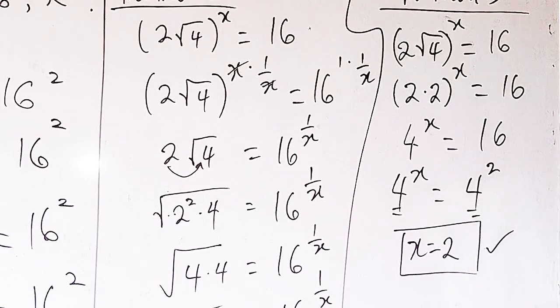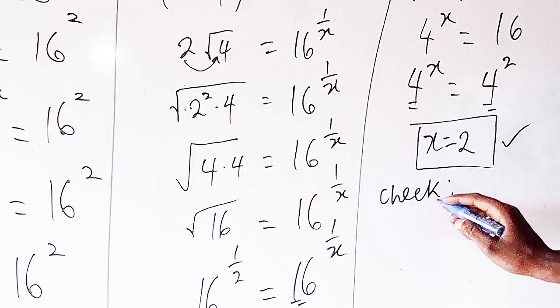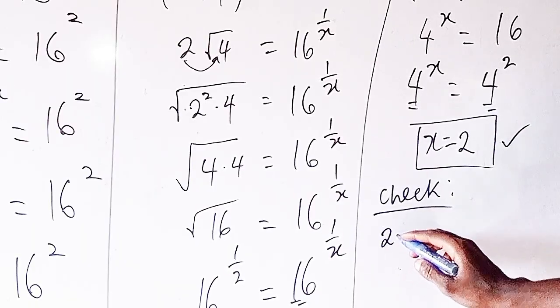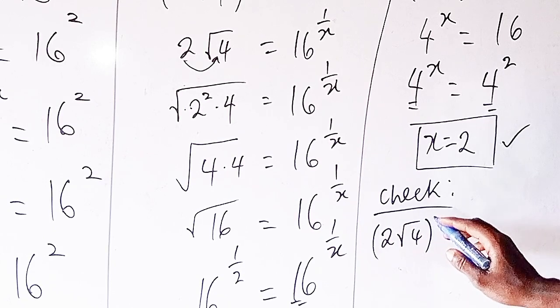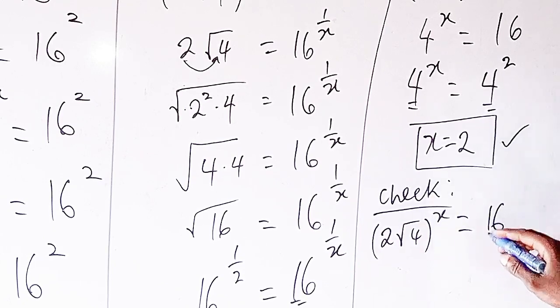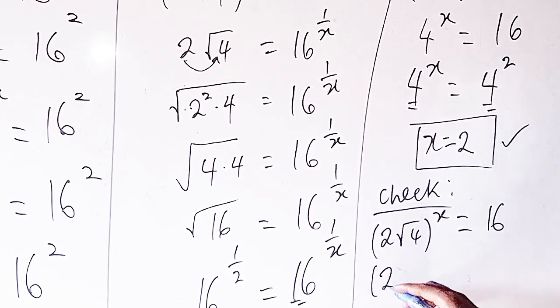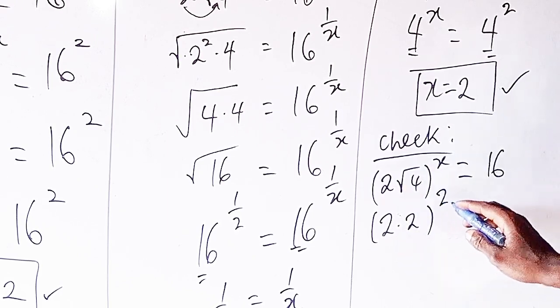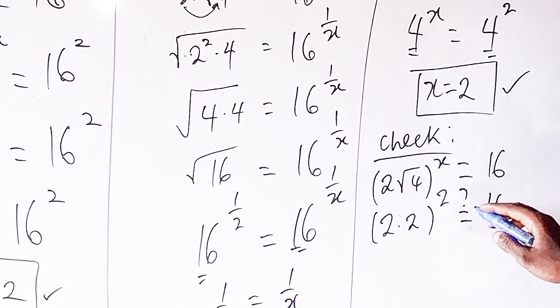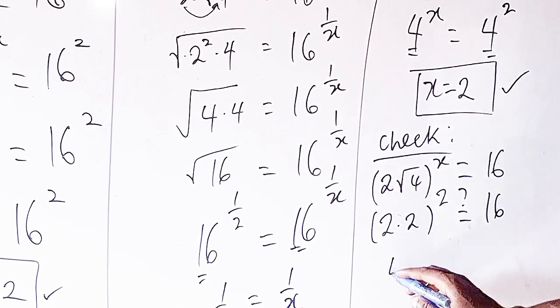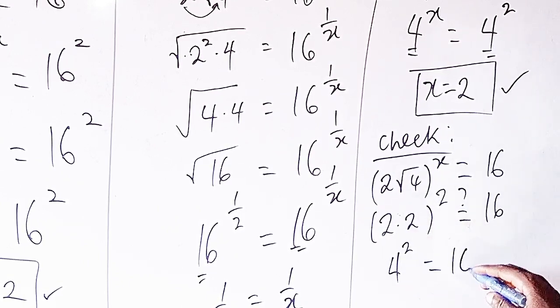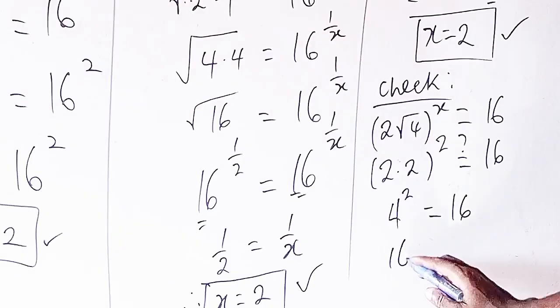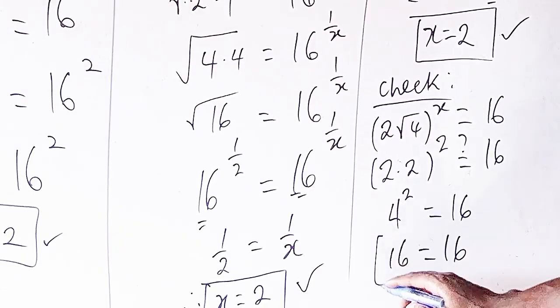It is now left for you to choose the one you want to use. Now let's check what we are going to have. We have 2 root 4 to the power of x equals 16. The square root of 4 is 2, then x is 2, equals 16. Is this going to give us 16? So 2 times 2, we have 4 to the power of 2 equals 16. 4 to the power of 2 will give us 16. Can you see that?